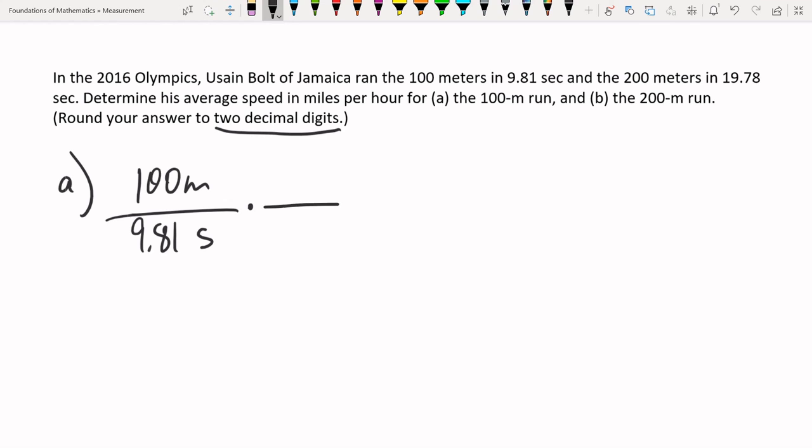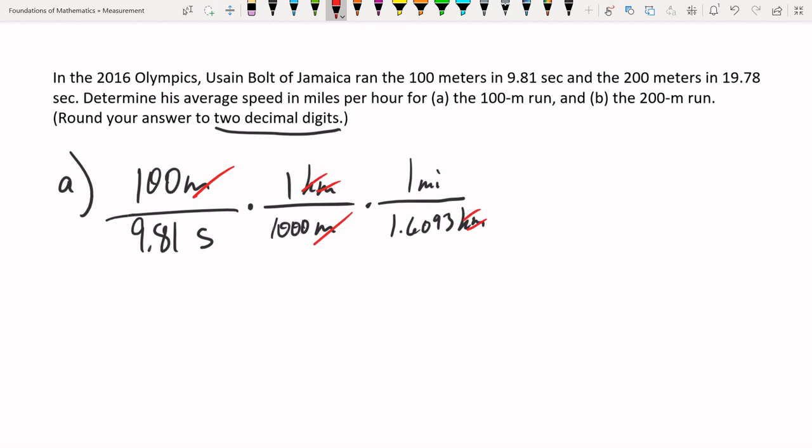So first off, let's change meters to miles. Is there a direct conversion on here? No, but there's miles to kilometers. So we're going to change meters to kilometers first. 1,000 meters is 1 kilometer. And now we can convert between kilometers and miles. 1.6093 kilometers to 1 mile. Now we have miles as our distance measurement here.